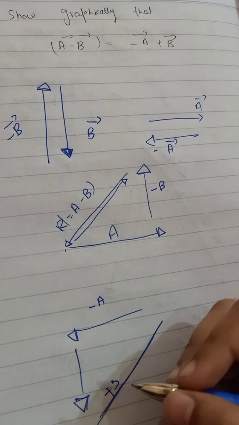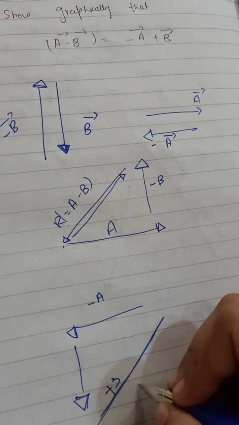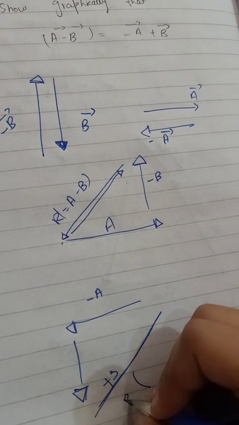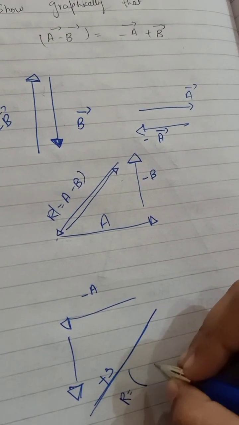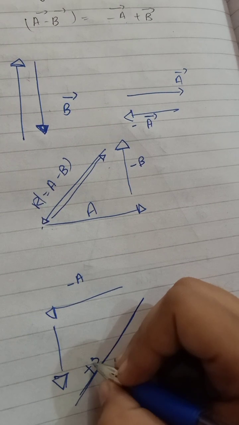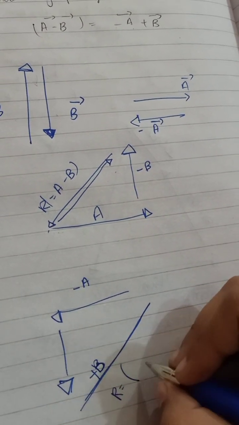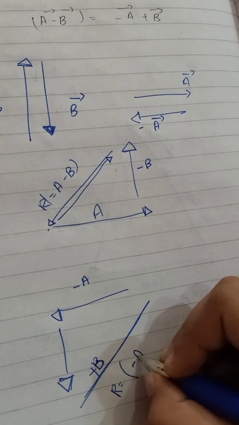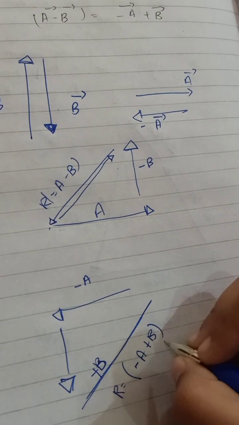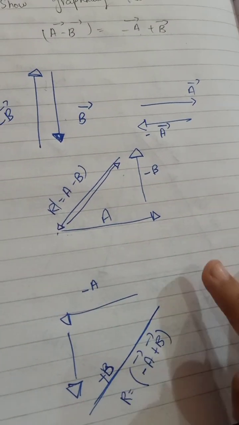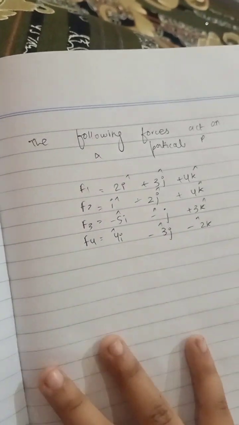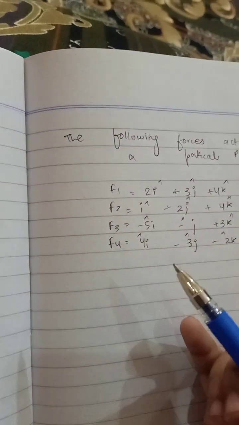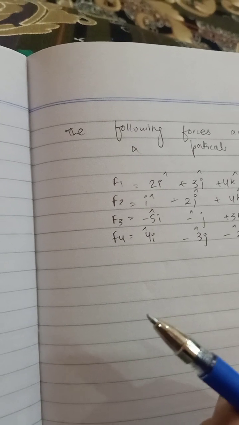Okay, so we can write here that the resultant vector is equal to, we can write here this is b minus a plus b. Okay, so this was the graphical method. Now let's talk about finding the resultant vector as well as the magnitude.